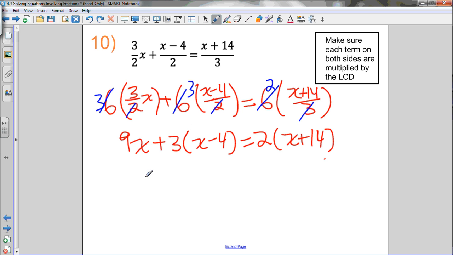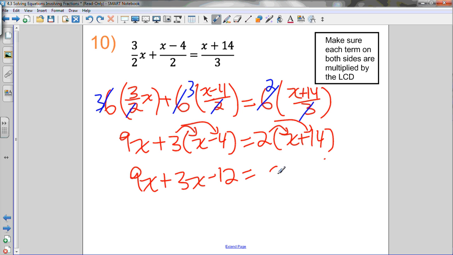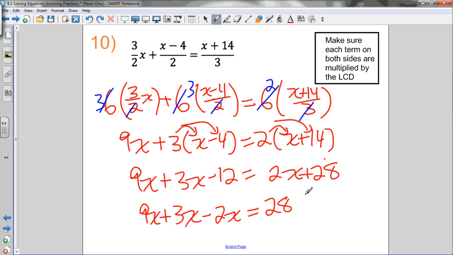Now let's distribute and get rid of our brackets. So I have 9x plus 3x minus 12 is equal to 2x plus 28. Collect all your variable terms to one side of the equation. I'll bring them all to the left. So I have a 9x plus a 3x. And I'll bring this positive 2x to the left. It'll become negative 2x. And on the right, I'll have all my constant terms. So I have a 28. And I'll bring this negative 12 to the right. It'll become a positive 12.